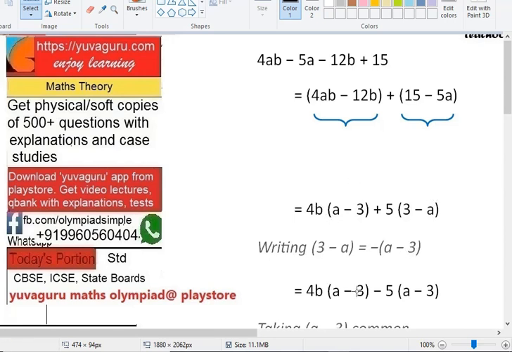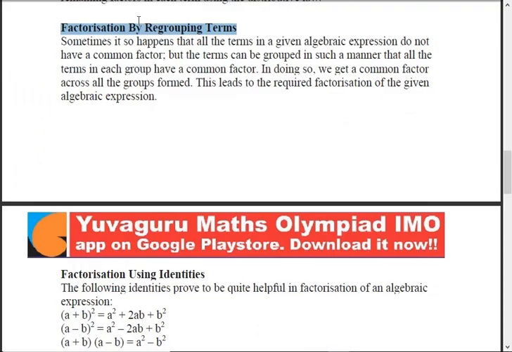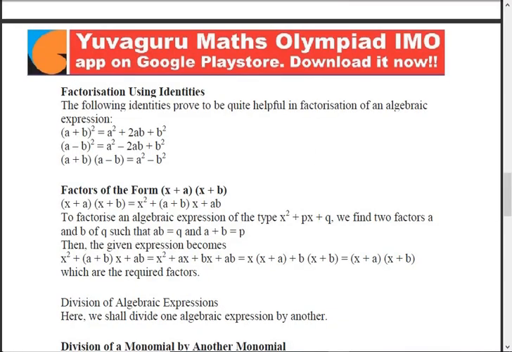This one. So what does the expression become? 4b into a minus 3 minus 5 into a minus 3. Now we have a minus 3 common. Take a minus 3 into 4b minus 5. So that's called regrouping. We regroup them to find the common factors.